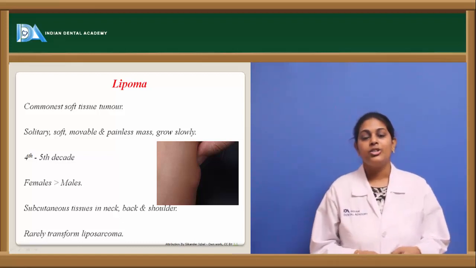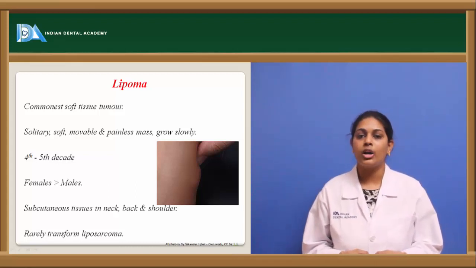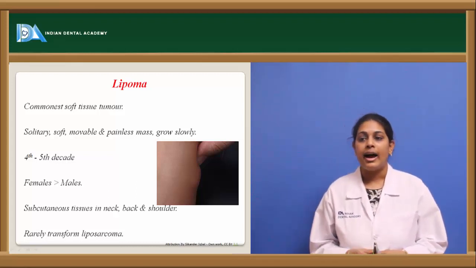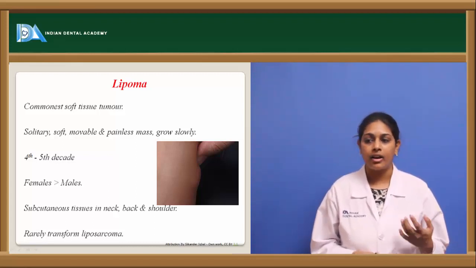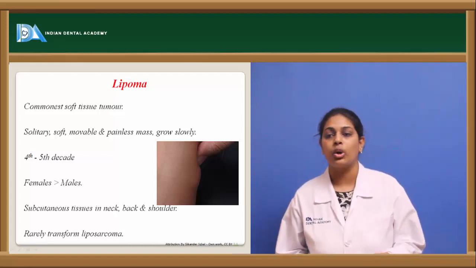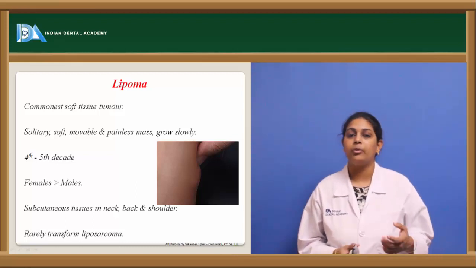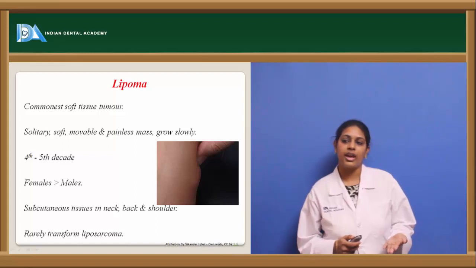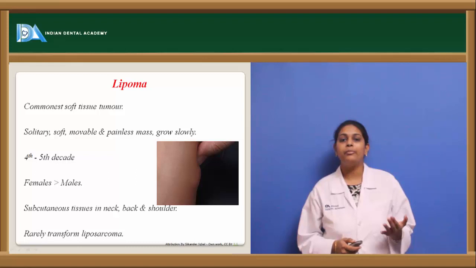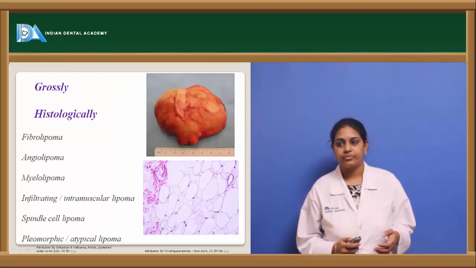Coming to the gender predilection, it most commonly involves females when compared to males, and usually it is seen in the subcutaneous tissues, that is in the neck or otherwise in the back or in the shoulder regions. Rarely, a lipoma can transform into a liposarcoma, which is less than 1% of lipoma tumors.